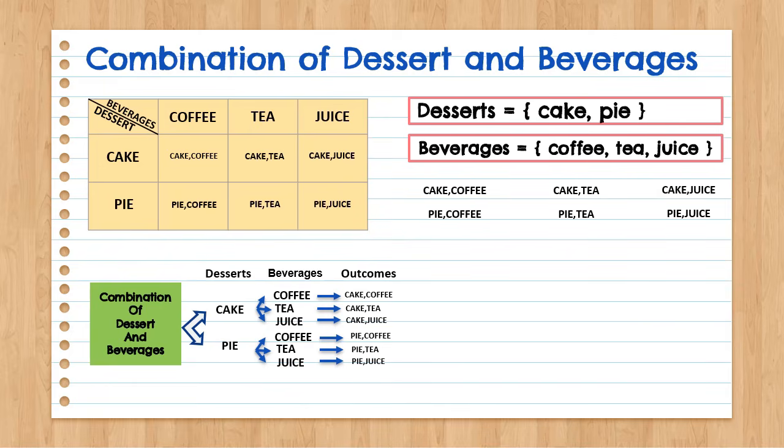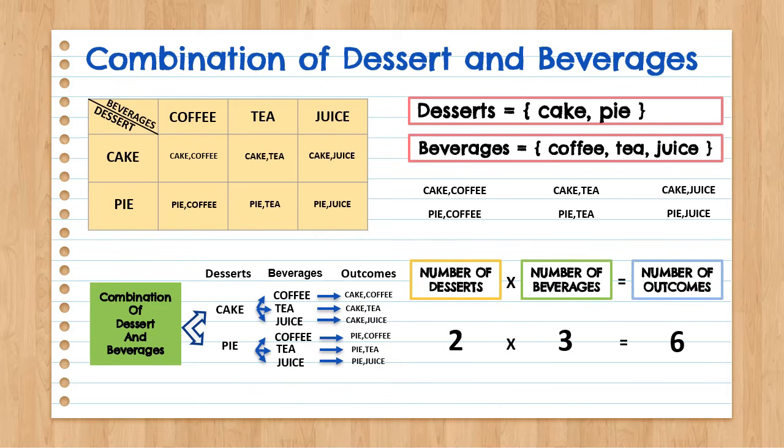And of course, last but not the least, the fundamental counting principle. Writing the number of elements in each event. In desserts, we have 2, and in beverages, we have 3. Multiplying 2 by 3, the product is 6.